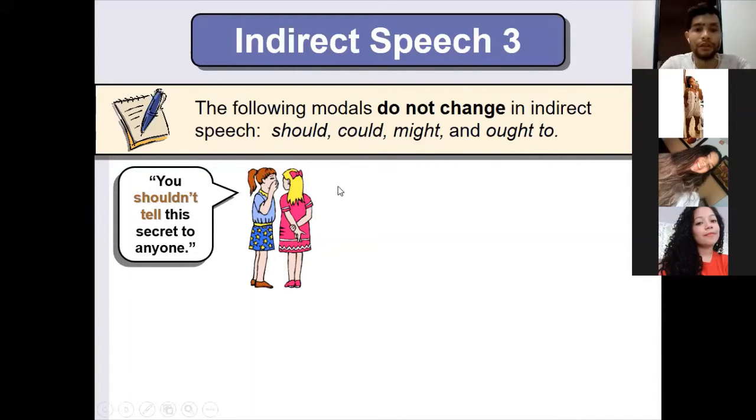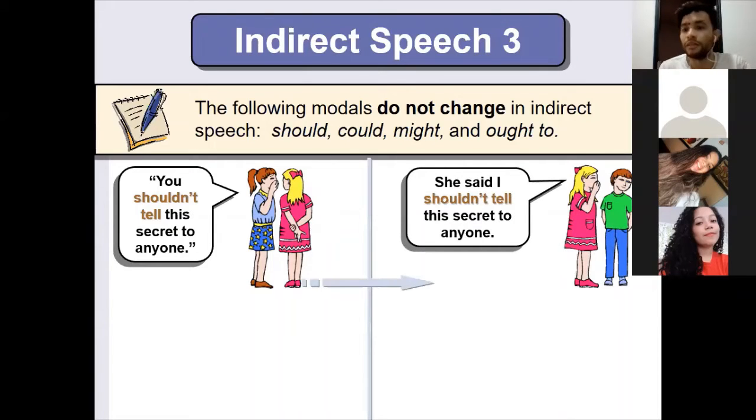So for example, take a look at these 2 girls right here, and this one says, you shouldn't tell this secret to anyone. What do you think then is the reported speech? She said you shouldn't tell this secret to anyone. Very good, miss. She said I, or she said you. Normally when you say you, it's because you're addressing the other person, so you're supposed to say I, right? So she said I shouldn't tell this secret to anyone.